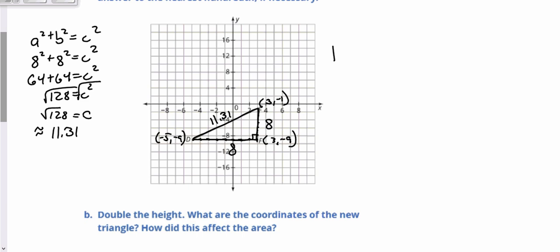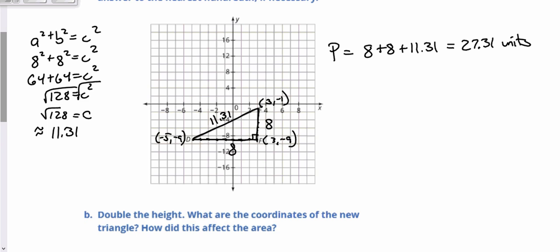So for perimeter, it's going to be 8 plus 8 plus 11.31. Which, 8 plus 8 is 16, 16 plus 11 is 27, so this is 27.31 units.